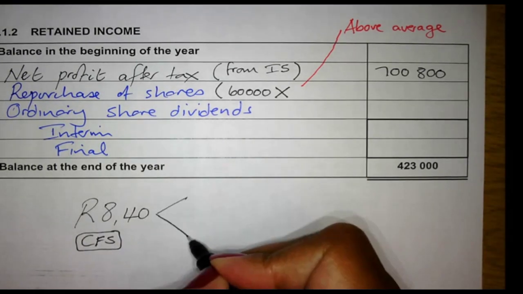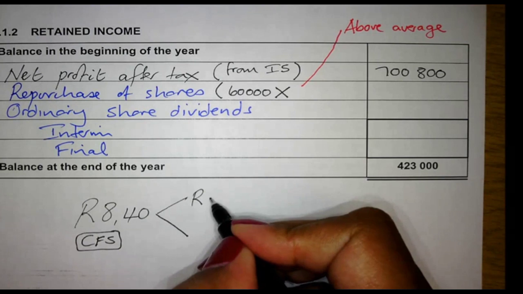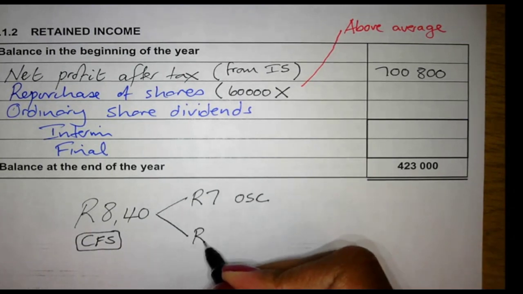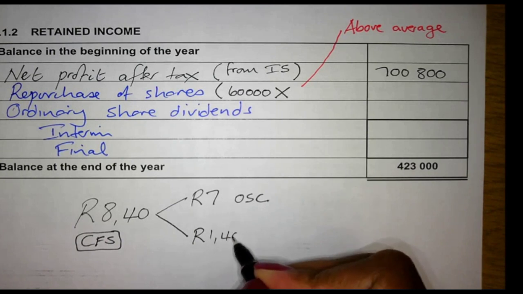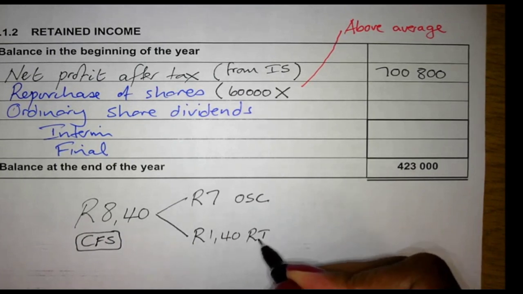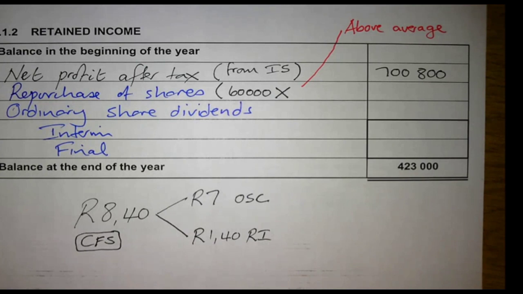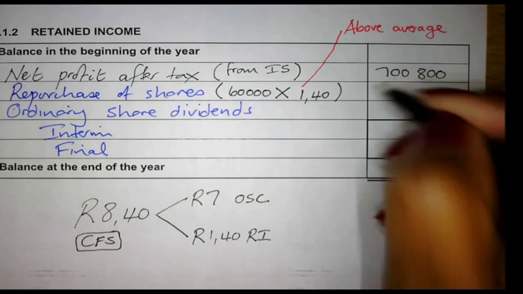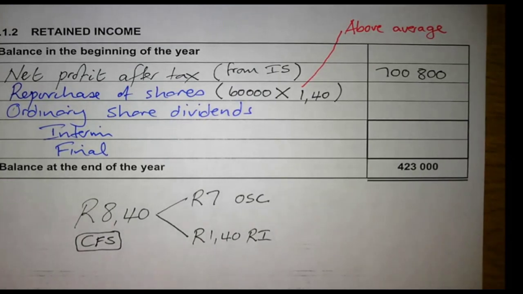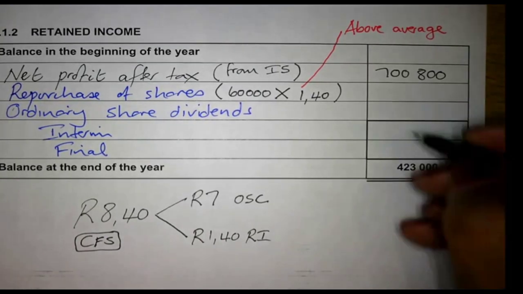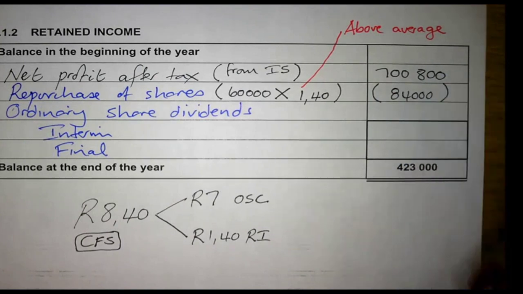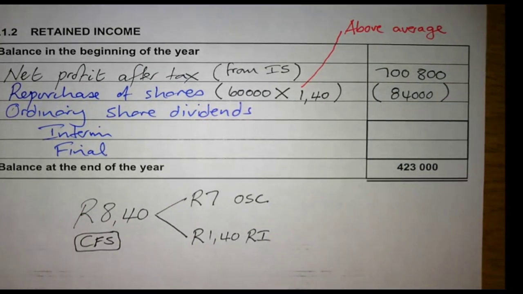Then I'm going to split the two. 7 rand went into my ordinary share capital note, and the remainder of 1 rand 40 will go into my retained income note. And that is how I split the two. So that is times 1.40, my above average amount, and the amount in brackets there is 84,000.